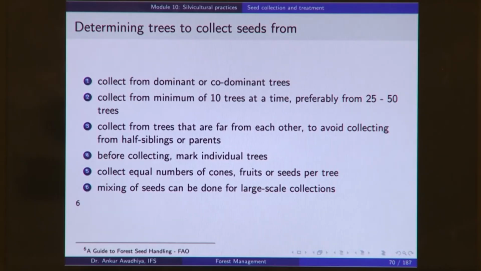Collect equal number of cones, fruits or seeds per tree. So, it should not happen that you are collecting from 50 trees, but from the first tree you collected say 50 kgs, and from the rest of the trees you just collected 1 kg. So, that should not be there. You should collect roughly equal number of seeds from each tree, so that the purpose is not defeated. Mixing of seeds can be done for large scale collections.